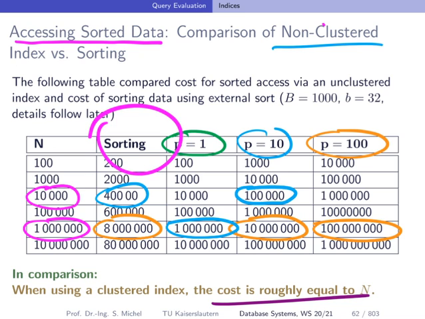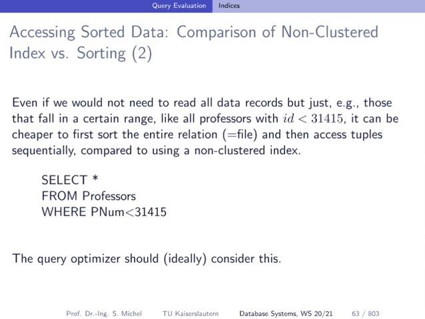We will see later on more details on external sort and why this is so efficient. One more example on this idea, on sorting versus using a non-clustered index. Let's say we have a table with professors and we want to have those where the employment number of the professor is smaller than a certain value.